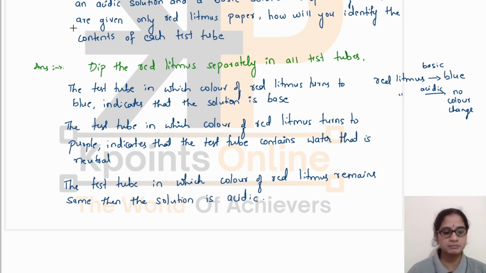This is how we identify solutions as acids or bases by using litmus paper. In today's session, we have discussed what acids and bases are, the classification of acids and bases, and we have also studied indicators and their types. This is all about the first session. Next, let us consider the chemical properties of acids and bases in the next session.